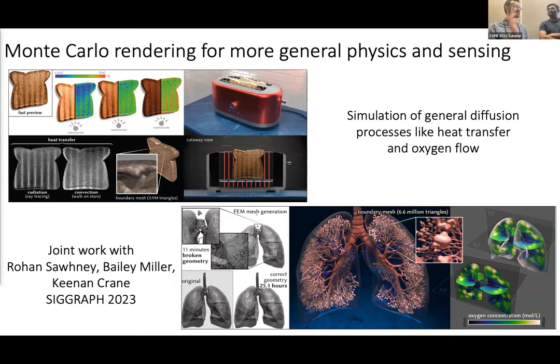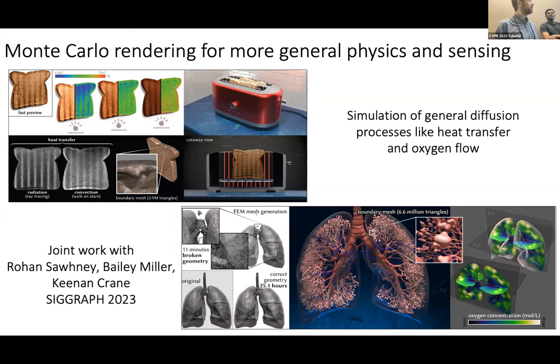So to try to generalize this kind of paradigm, what we have been looking into is how can we use Monte Carlo algorithms to simulate more and more general physics and sensing algorithms. If you think about it, with Monte Carlo rendering, we are simulating just one PDE, the rendering equation. What we've been trying to think is, can I change that? Can I take Monte Carlo and now simulate the solutions of partial differential equations corresponding to a lot of other different effects like Laplace, Poisson, and so on?